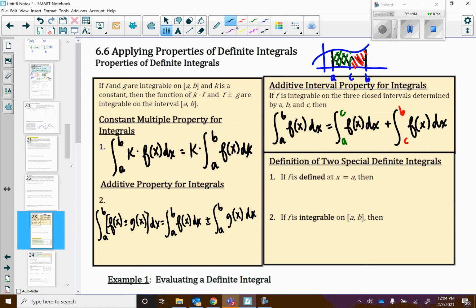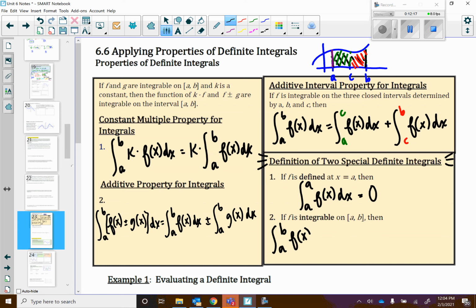And then last but not least, two special integrals. The first is if I take the integral from a to a of some function. Let's think about this. That's the area under the curve from a to a. Well, notice that there's no width here, so it's some height times 0 width. What would that area be? It would be 0.